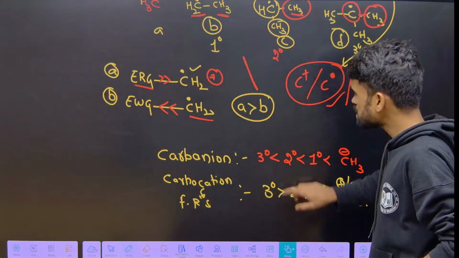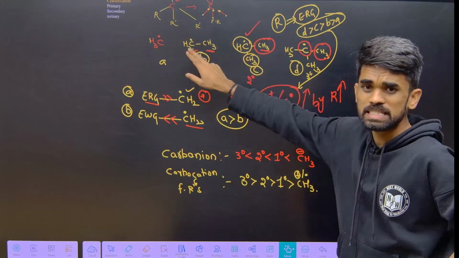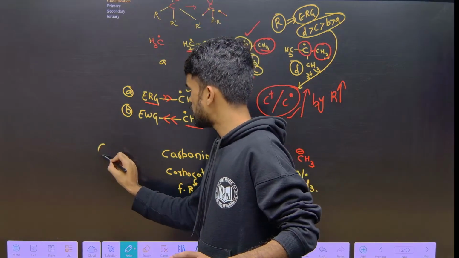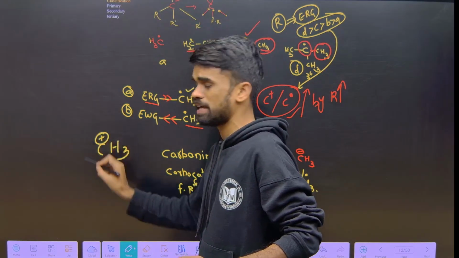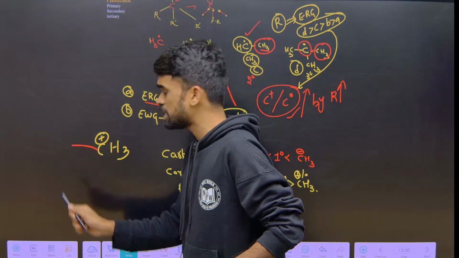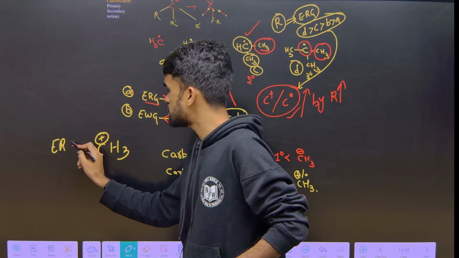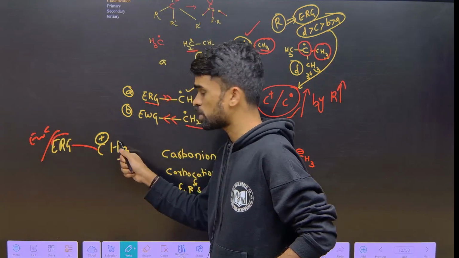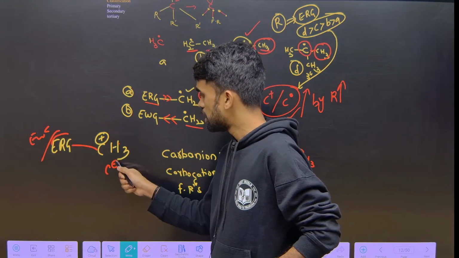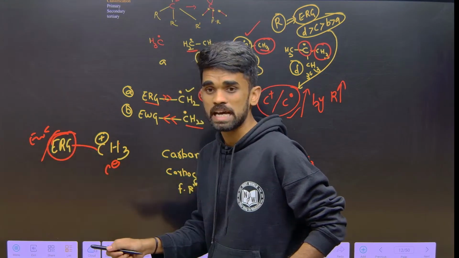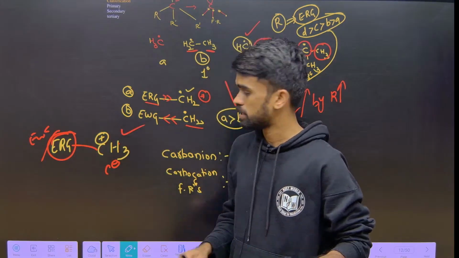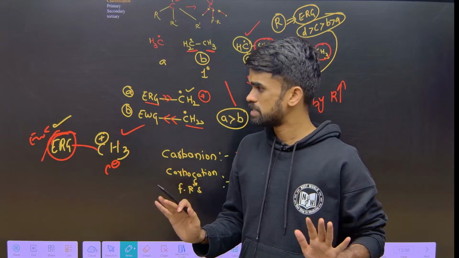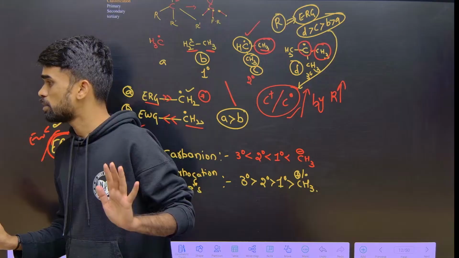Just look at whether the species is electron deficient or rich. If the given species is electron deficient, like carbocations, you just check the adjacent groups, whether they are electron releasing or electron withdrawing groups. If an electron releasing group is attached, it stabilizes the carbocation. If an electron withdrawing group is attached, it destabilizes the carbocation. That's it. This is the way you can understand this.